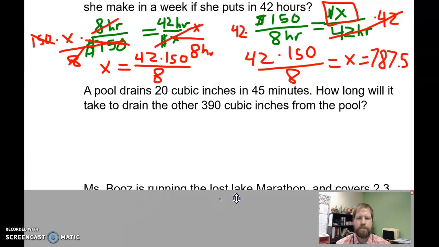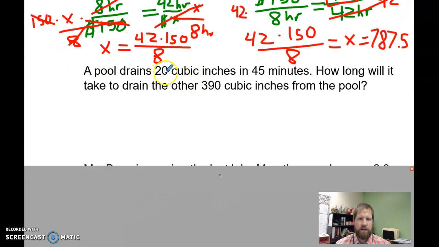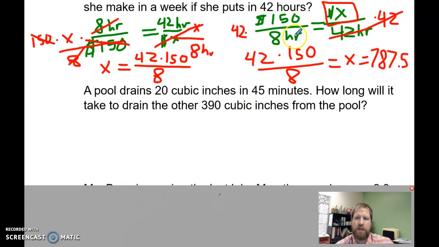Let's look at another one. Pool drains 20 cubic inches in 45 minutes. How long will it take to drain the other 390 cubic inches from the pool? The way I approach these problems, when I'm trying to set my proportion up so my variable is in the numerator, is I start with what I am trying to figure out. I'm trying to figure out how long it's going to take to drain, so that's going to be minutes. So I'm going to start with x minutes, and that's going to be the top of one of my ratios.